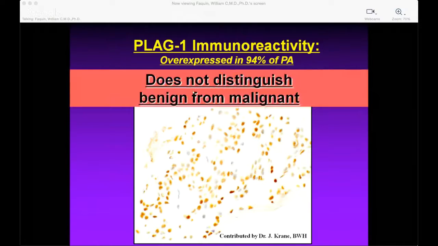Keep in mind, though, that just because you might have PLAG1 positivity, either on the molecular or immunohistochemical level, it does not exclude the possibility of a carcinoma ex pleomorphic adenoma, because when the tumor becomes malignant, it will also carry along with it the PLAG1 gene rearrangement.